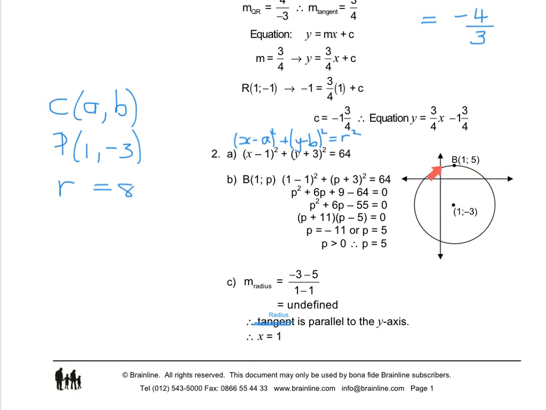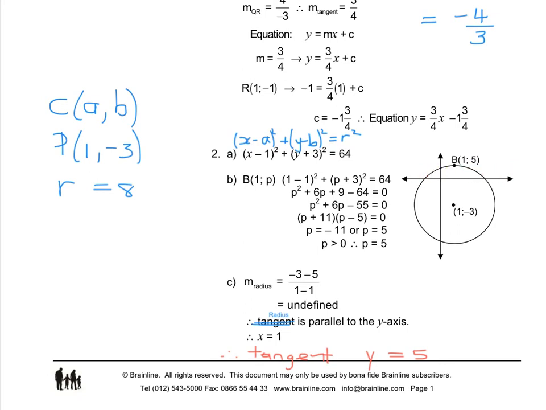So we can have the conclusion here that the equation of the radius is a special line where x is equal to 1, and the equation of the tangent will also then be a special line where y is equal to 5.